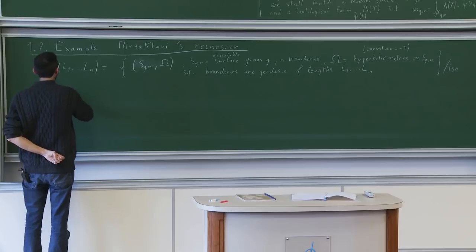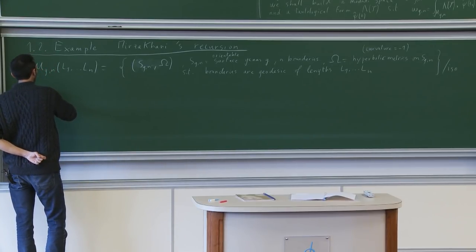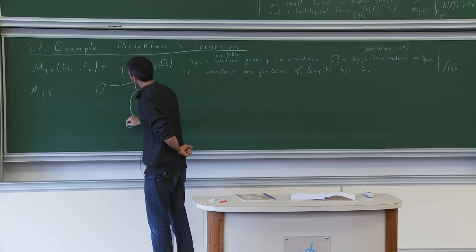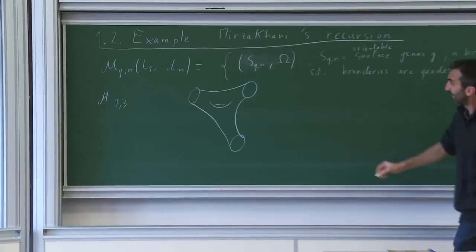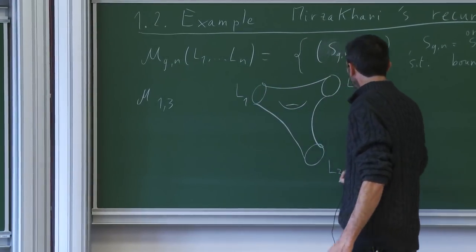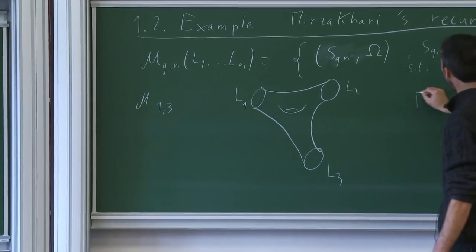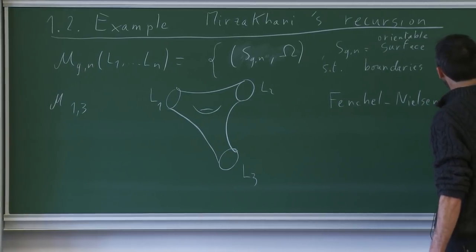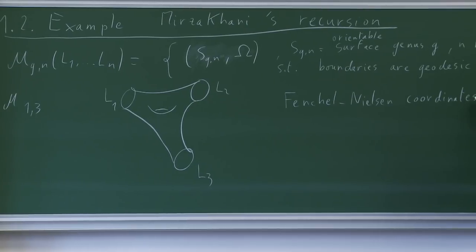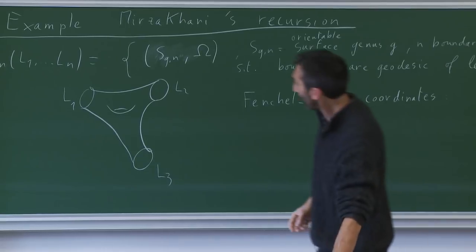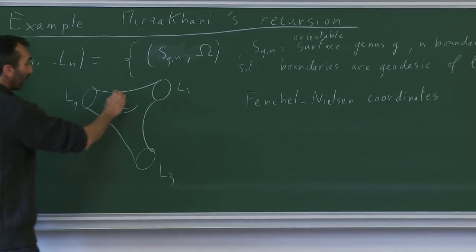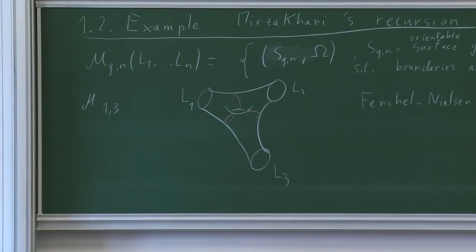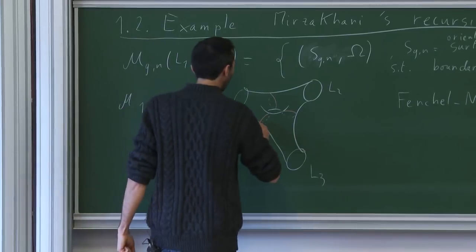And for instance, if you take in M_1,3, you will have something like that. Surfaces like that, with three boundaries, L1, L2, L3. And it's well known that there is a set of coordinates, Fenchel-Nielsen coordinates, that are defined as follows. It's possible, so every such surface can be cut by geodesics, by closed geodesics. So these are closed geodesics.